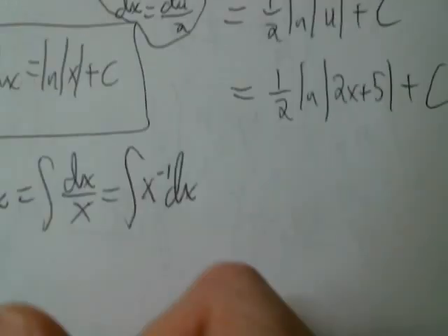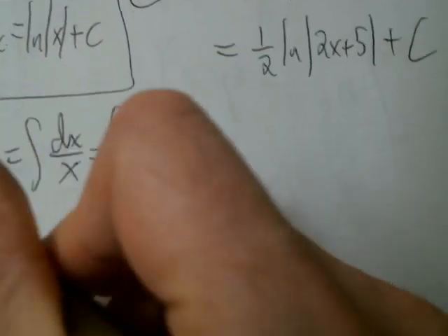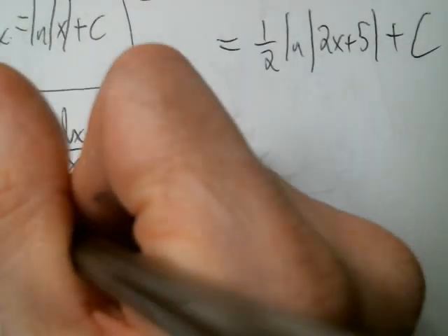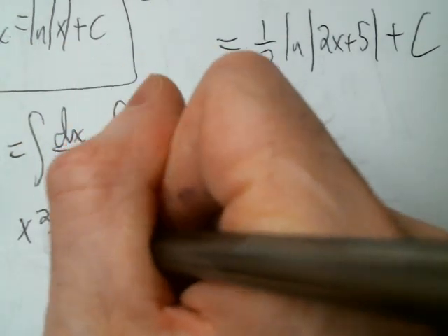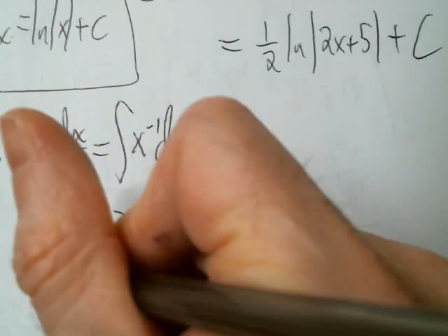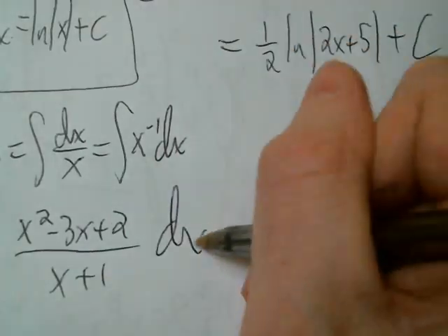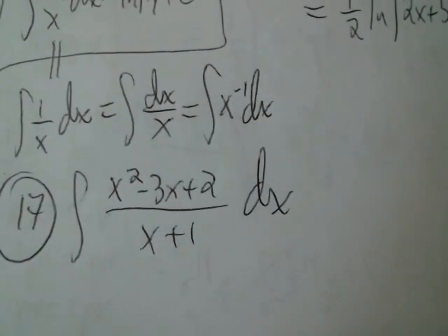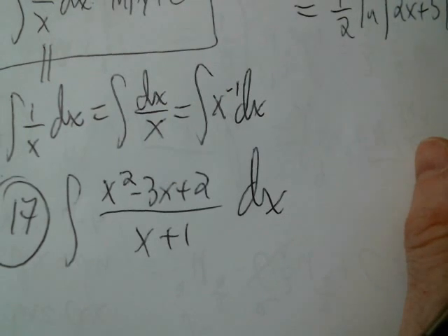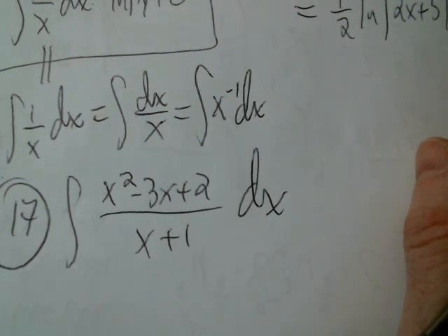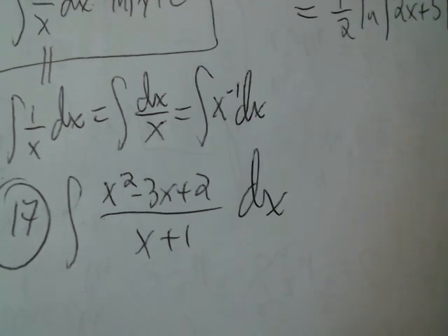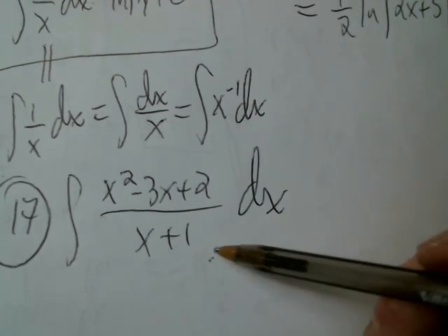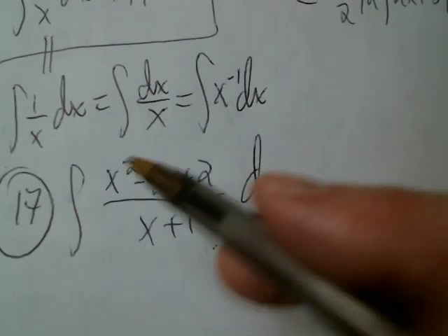Let's try 17. We have the integral of x squared minus 3x plus 2 all over x plus 1 dx. You could try to factor this and hope for a cancellation. Is that really going to cancel? This one isn't going to cancel. So if it's not going to cancel, your only other option is really to do long division.